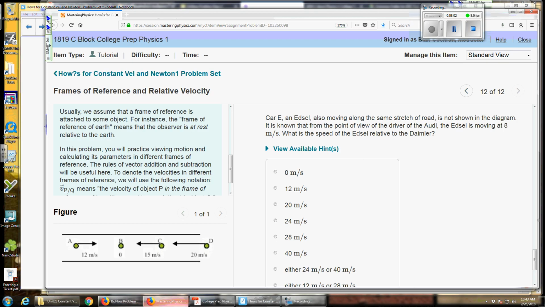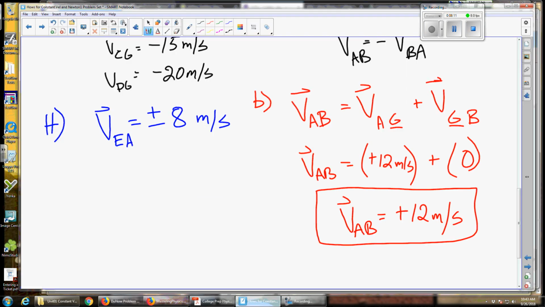And what do they actually want to know? What is the speed of the Edsel relative to D? All right, so they want to know E with respect to D. So they want to know the velocity of E with respect to D. And that would have to be the velocity of E with respect to something plus the velocity of that same something with respect to D. I don't know E to the ground, but I do know I could figure out very easily the ground to D. Yeah. Okay? So let's put ground in here.